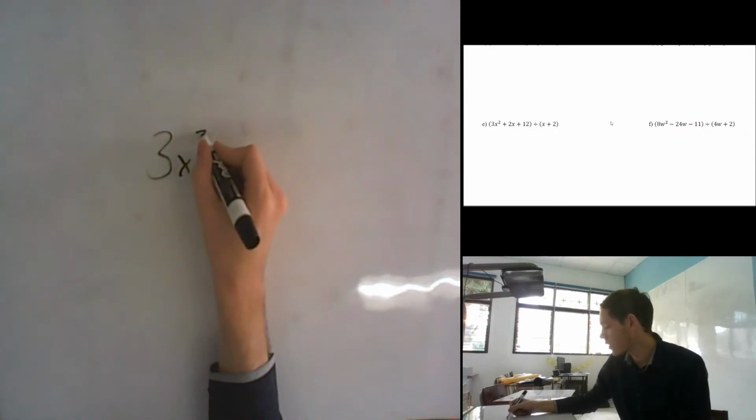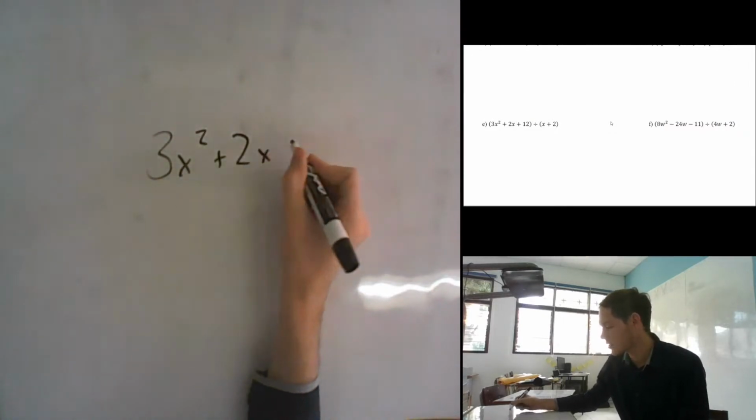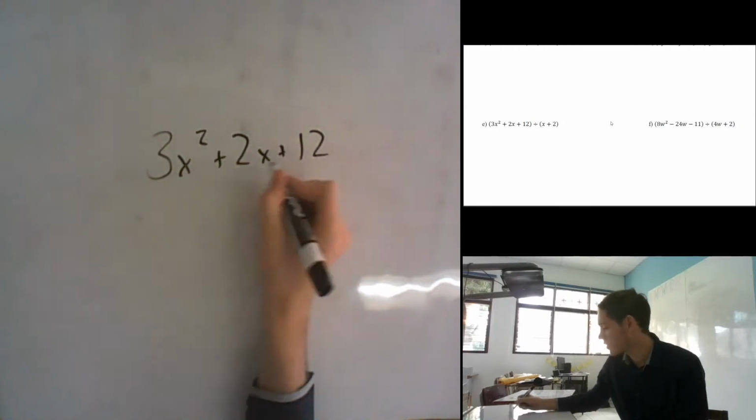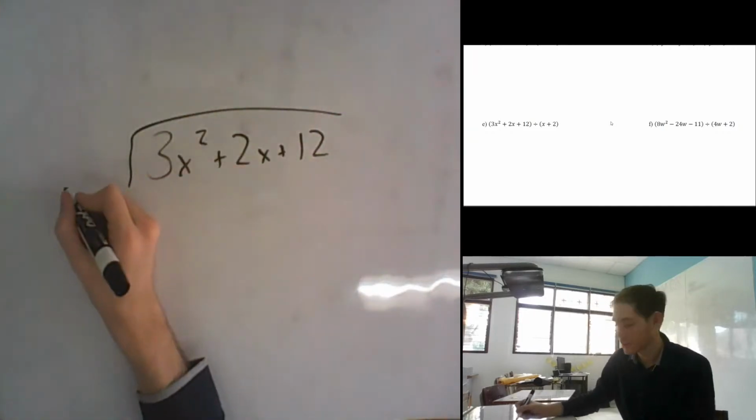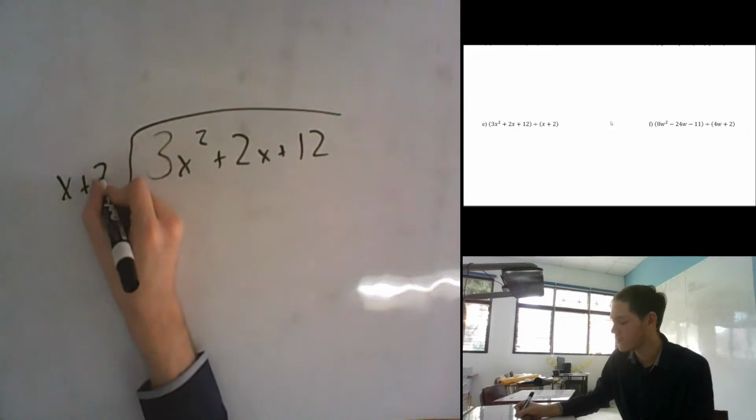3x squared plus 2x plus 12 divided by x plus 2.